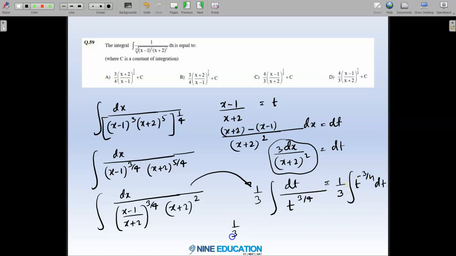So finally I can say answer will be 1 by 3 t power minus 3 by 4 plus 1, which will be 1 by 4, and the same 1 by 4 will be in the division also. So it is 4 by 3 t power 1 by 4, which means (x minus 1 by x plus 2) power 1 by 4 plus some constant c at the end. So answer will be definitely option number C.